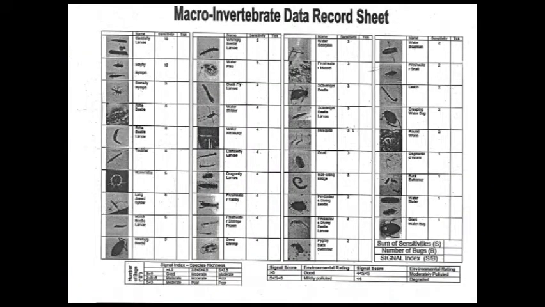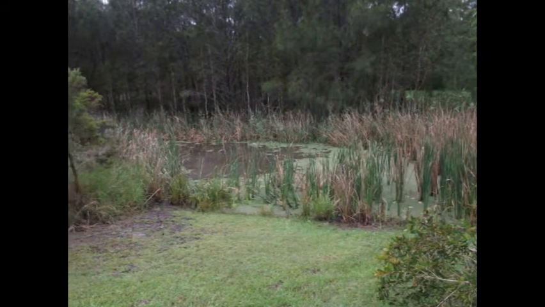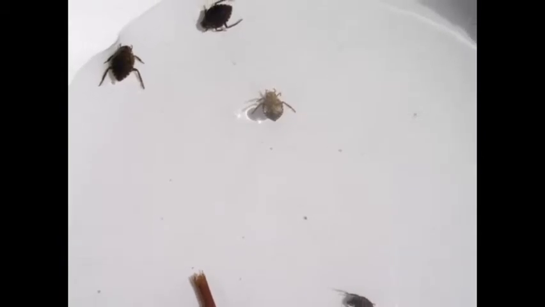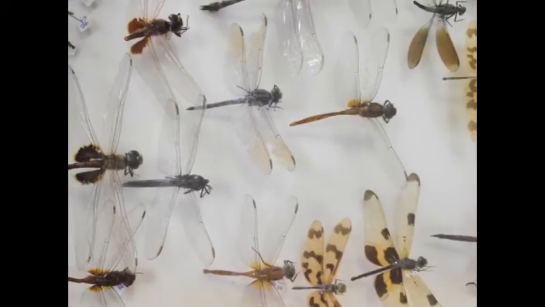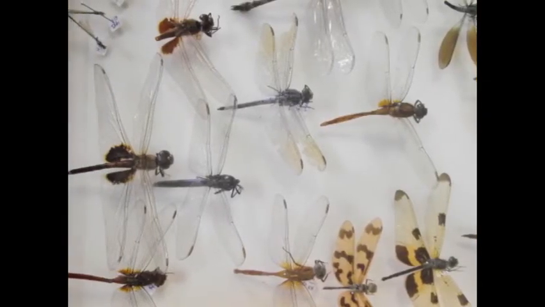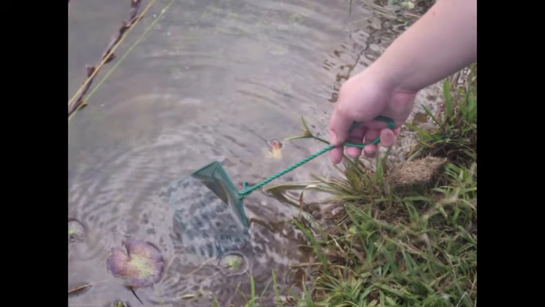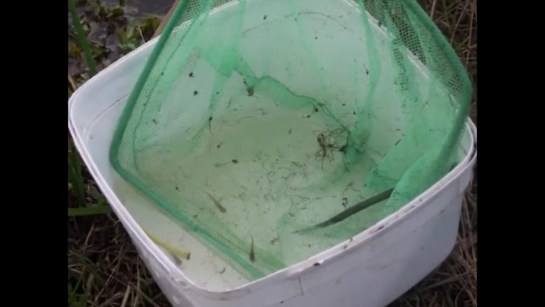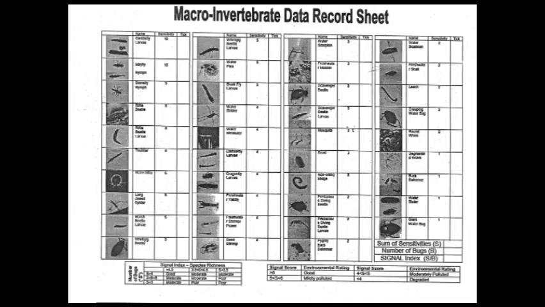You'll be using a macroinvertebrate data sheet to record what you find and working out an environmental rating. If you find lots of pollution-tolerant bugs, your waterway may be in poor condition. But if you find lots of pollution-sensitive bugs, then it's likely that your waterway is in good condition. We will be using scoop nets to collect samples of macroinvertebrates and then placing them into containers to identify them, using magnifying glasses, tweezers, and an identification chart.